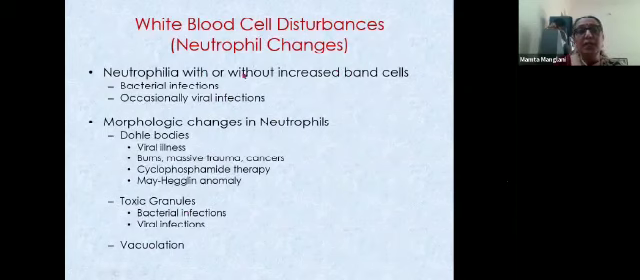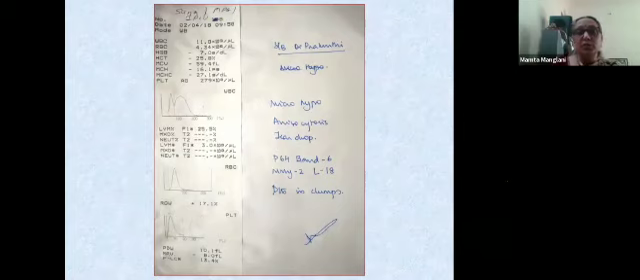Neutrophilia, on the other hand, as I told you, can be in bacterial infections, but also in viral infections. We have this misnomer that only lymphocytosis should be present. It's not necessary. It's more common to have lymphocytosis rather than neutrophilia, but it can be present. Dohle bodies can be seen in viral illnesses, burns, massive trauma, cancers. Toxic granules are commonly seen in bacterial infections, viral infections. Vacuolation can be seen.